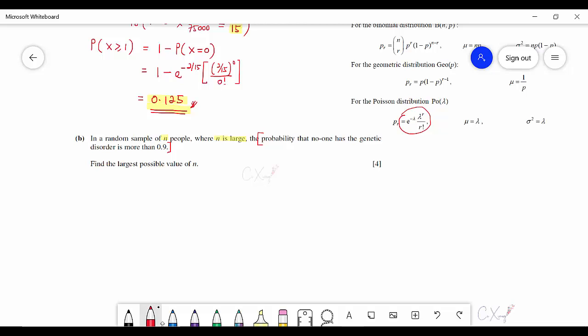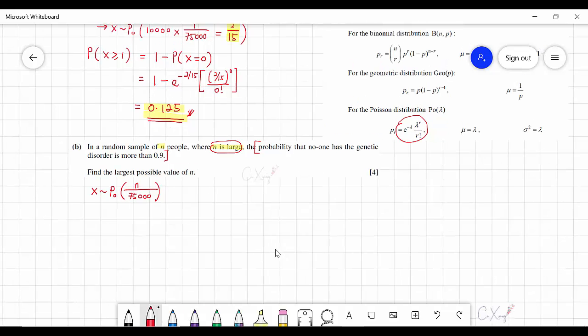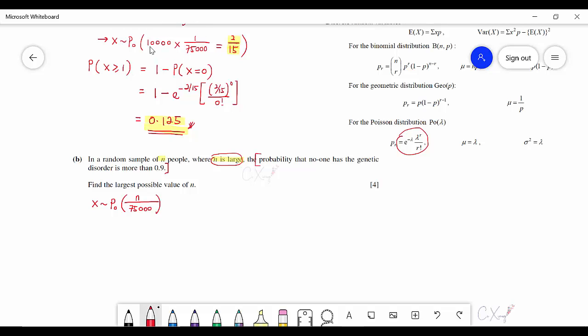For this question, once I see that n is large, of course originally it is still binomial, but since I see the word n is large, I will change it to Poisson as well. Where lambda is n divided by 75,000. How do I get this one? It is actually n multiplied with 1 over 75,000, like what we did in part A. So we change the 10,000 to become n, therefore the lambda will become n divided by 75,000. So I will still assume that it is Poisson distributed.